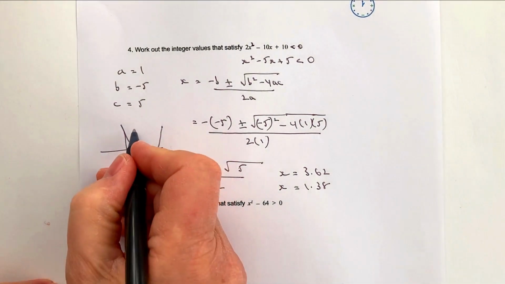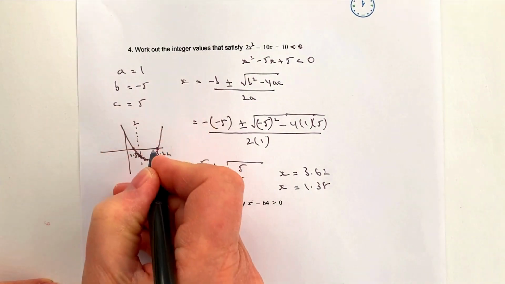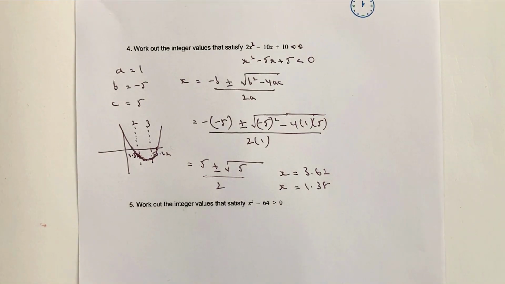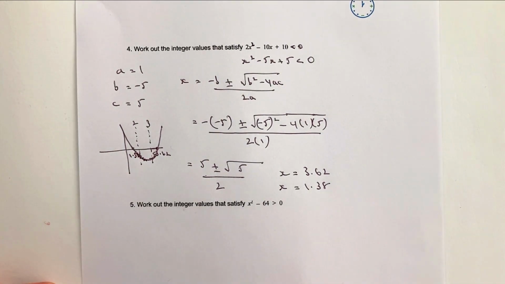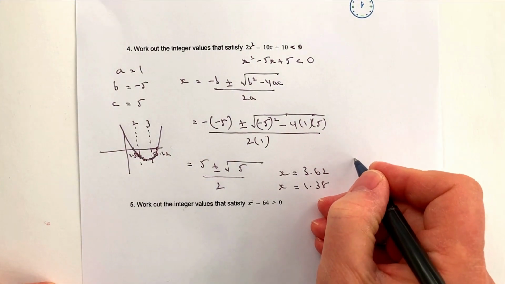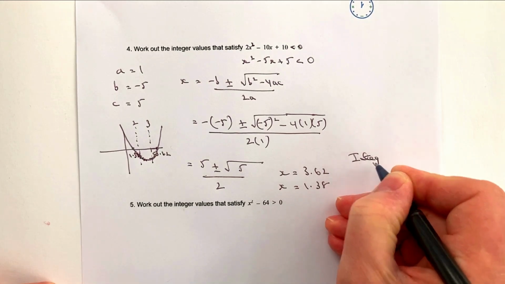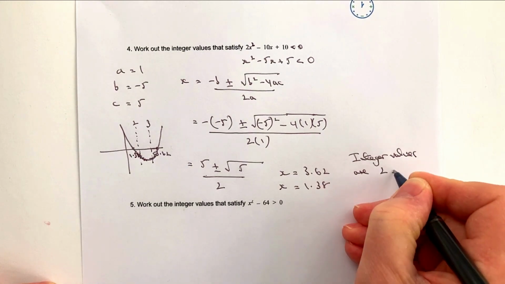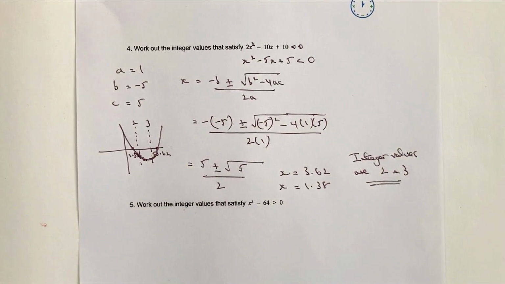So basically the whole numbers are going to be 2 and 3. Those are the only two integer values that will satisfy this particular inequality. So if I just write it in here, the integer values are 2 and 3. And that would be the answer to that particular question. So just be a little bit careful when you're working this out, just to go back to the question and make sure you're doing exactly the right thing.